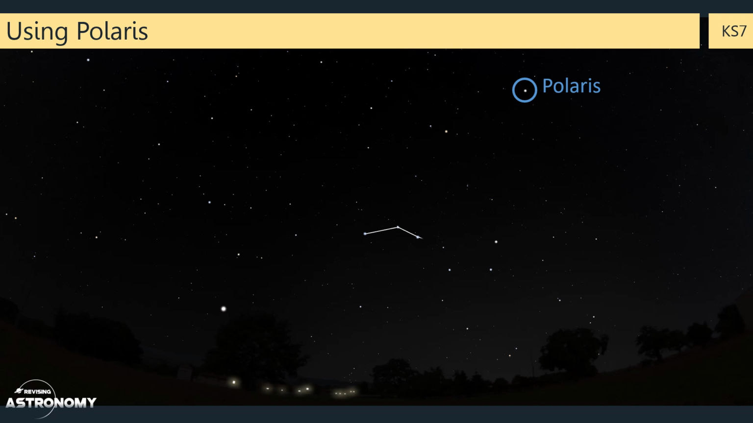As I said, it isn't the brightest, and one way of locating it is by using the plough and following these two stars up to locate Polaris in the night sky.